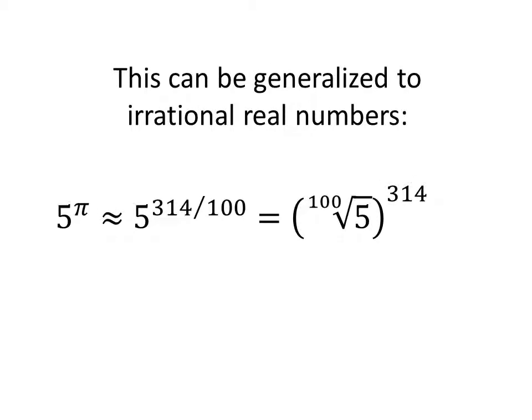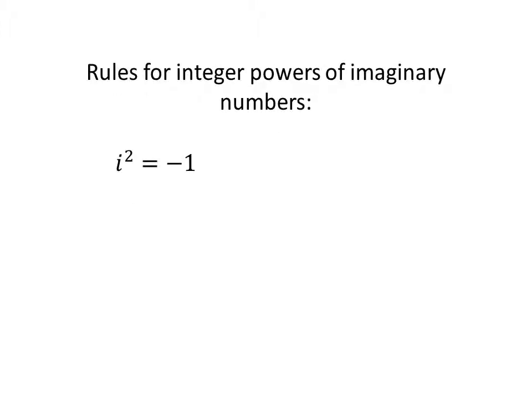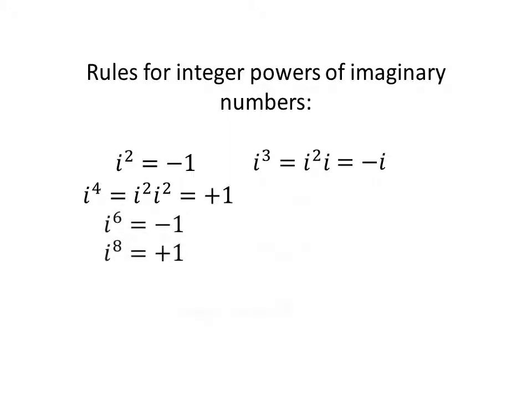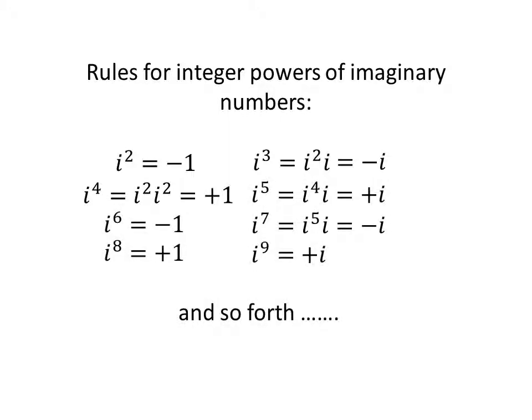It can be generalized to irrational numbers. For example, pi is very close to 314 over 100. That's one approximation. Rules for raising imaginary numbers to integer powers are very easy. i cubed is i squared times i, which is minus i. The pattern is very easy to learn, always involving 1 or i, plus or minus.